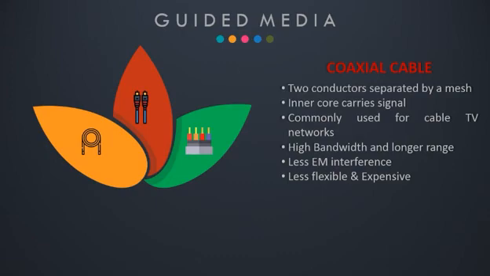And then, because of its poor flexibility and its thickness, compared to twisted pair cable it is very thick, so it is very expensive to maintain and it is very difficult to install also. So those are the disadvantages of coaxial cable.